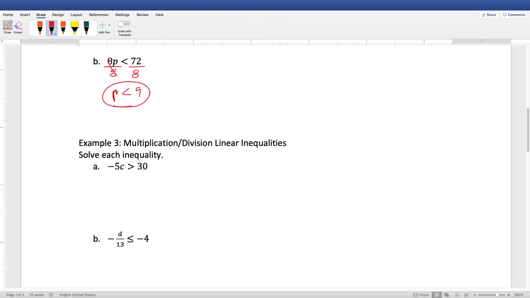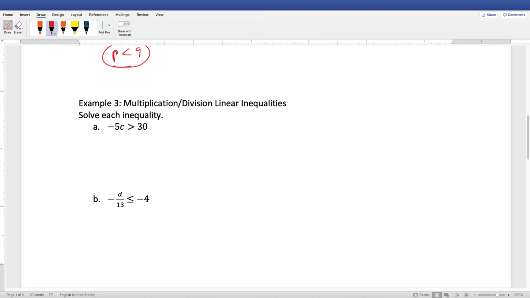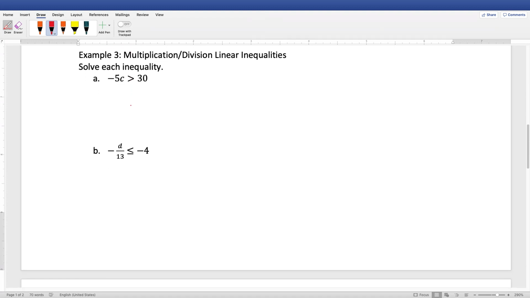Now, the only time that you have to change the direction of your inequality sign is when you multiply or divide by a negative number. Multiplication and division with a negative number will always mean that you flip the direction.